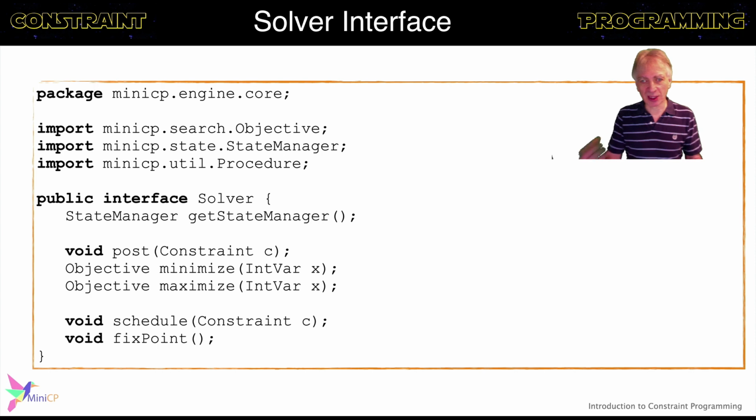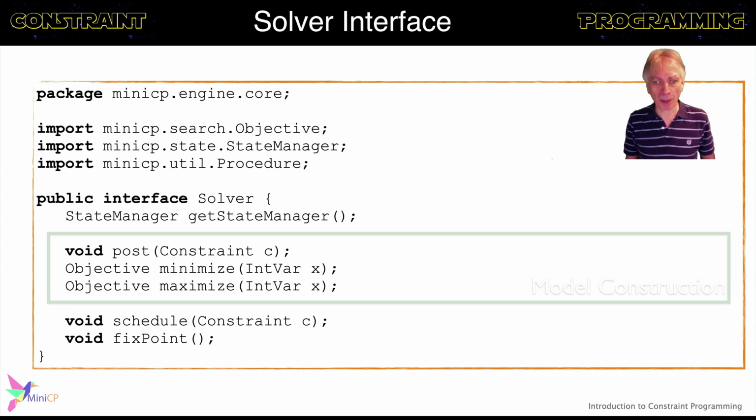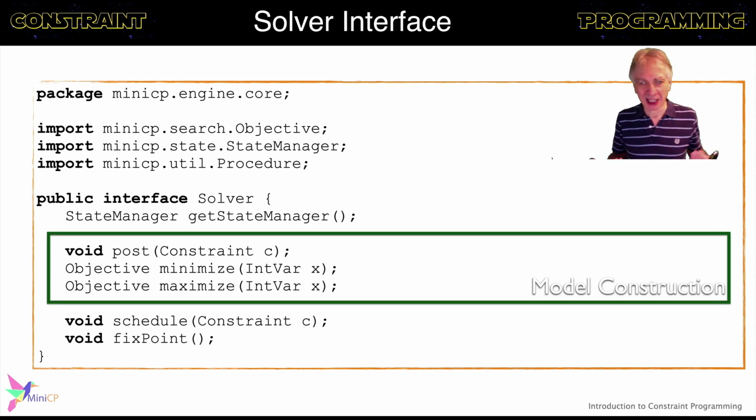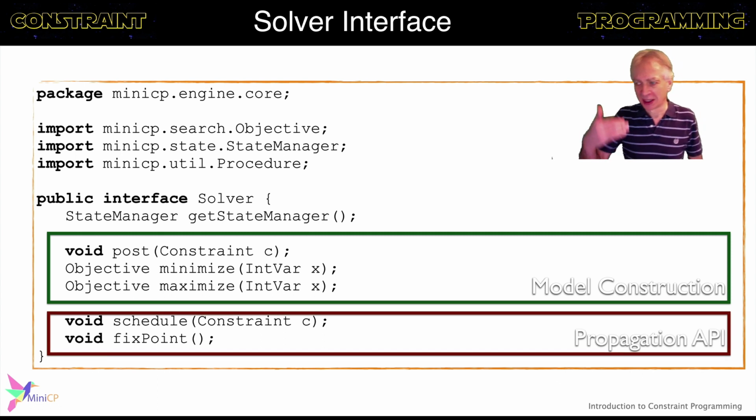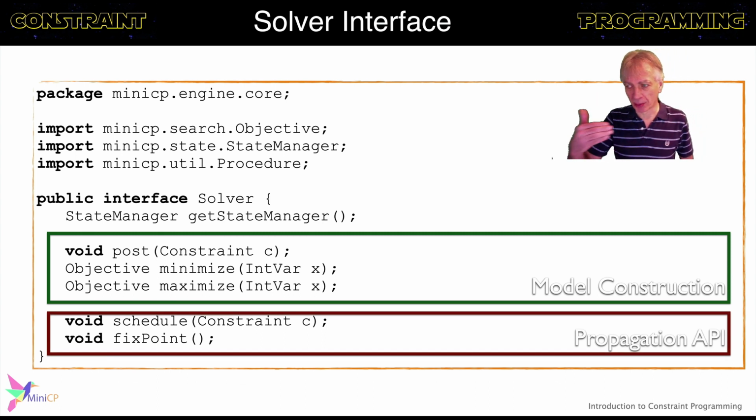Okay, so this is an interface of the solver. It has two parts. The first part is the part which is used when we state the model. We are adding the constraints to the solver. We may be adding an objective function for minimizing or maximizing a variable or an expression. That's the model construction part, and we won't talk about this because this is not really important. What I'm going to talk about now is the propagation API, how we schedule the constraints and the fixed point algorithm.